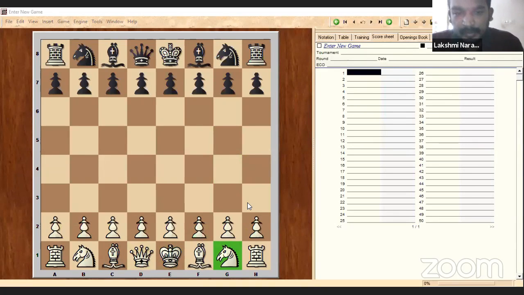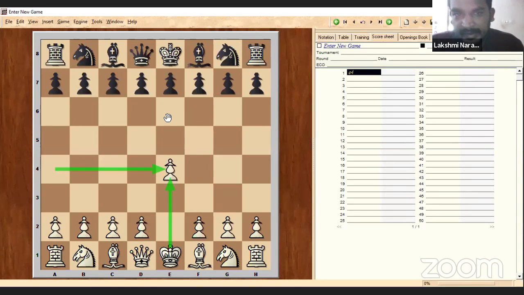And normally if we move any pawns like this, for pawns we don't use the letter P. We just mention the name of the file and the name of the rank. So the name of the file is the e file and the name of the rank is 4. So we write it down as e4.